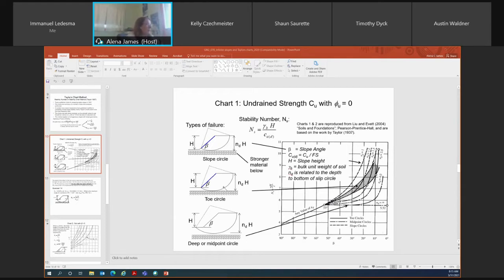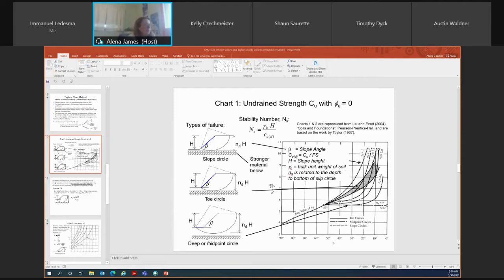And the third type of slip surface is a deep or midpoint circle. What this represents is that my slip surface will daylight beyond the actual slope face. You'll see here that my slip surface daylights at a distance from the slope face. So these are the three different primary failure modes when you're using undrained shear strength.